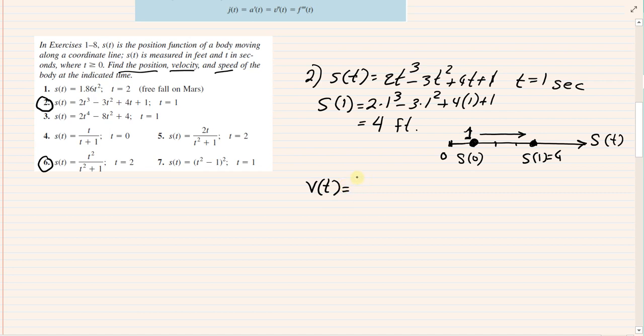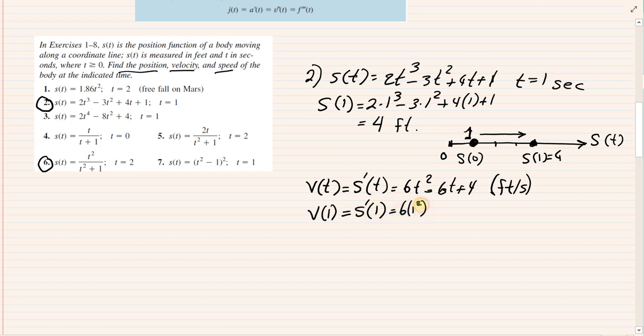Means how fast was the velocity. So v of t is s prime of t, and that's going to be 6t squared, negative 6t plus 4. And that's in feet per second. This is for any time t after it takes off. Now they want to know velocity 1 second later, so that's going to be s prime at 1. Again, you put 1 for t, negative 6 times 1 plus 4, and that number should turn out to be 4 feet per second.